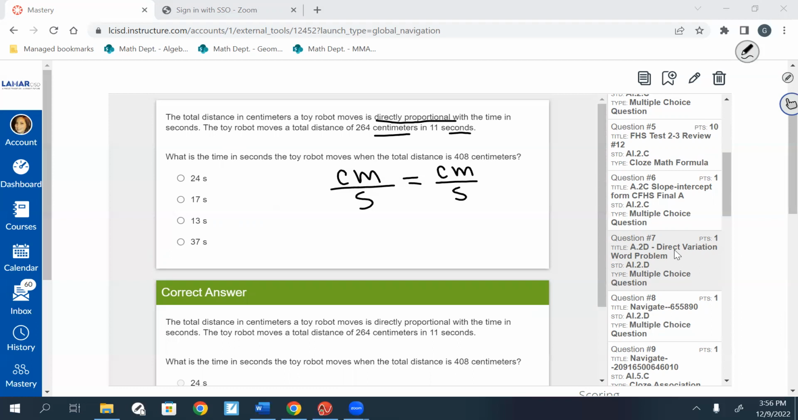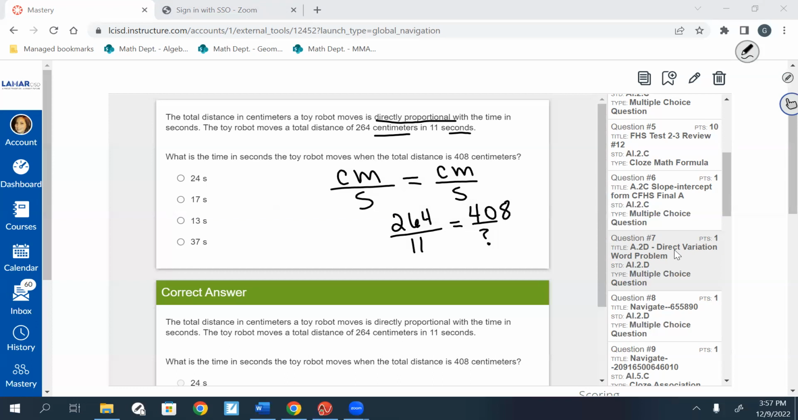So we're going to plug in what we know. We know it's 264 centimeters in 11 seconds, so 264 centimeters per 11 seconds. And then it says, what is the time in seconds that the toy robot moves when the total distance is 408 centimeters? So we need to know the time, and they've told us the centimeters is 408.